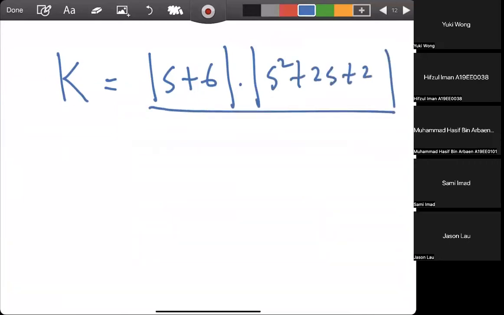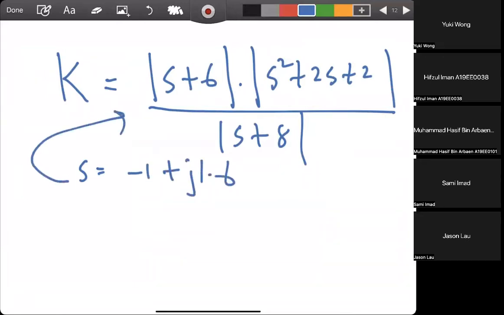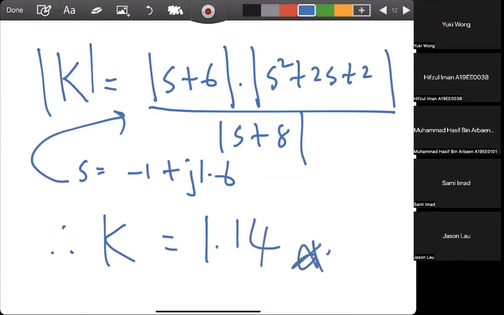Then times S plus 8. The dominant pole is S equal to -1 plus J 1.6. You enter it inside. Just a few seconds, sir. So K is 1.14.